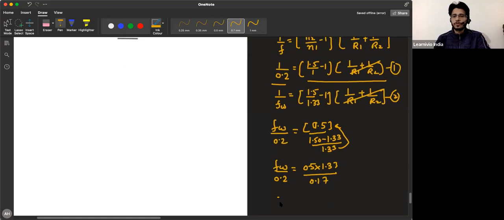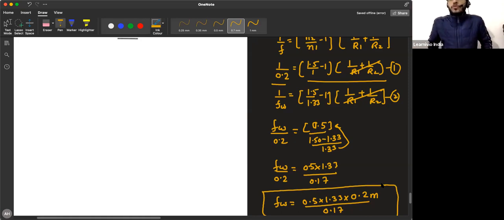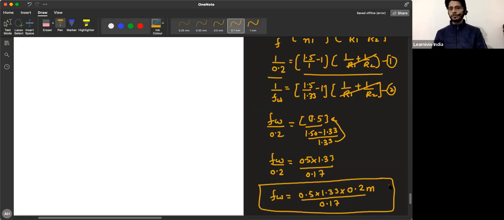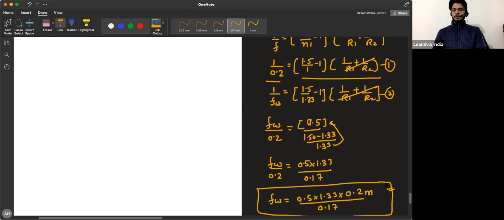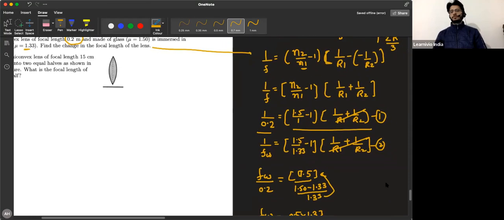So you can write that the focal length is 0.5 into 1.33 into 0.2 divided by 0.17. This is the focal length of the lens. So 0.5 into 1.33 by 0.17 into 0.2. Note it down. If you look at previous years' CBSE questions, like All India, Delhi, Foreign, you will find all these questions in your previous exams. Then we'll go to the last question.